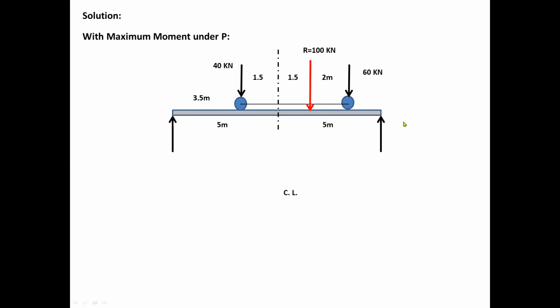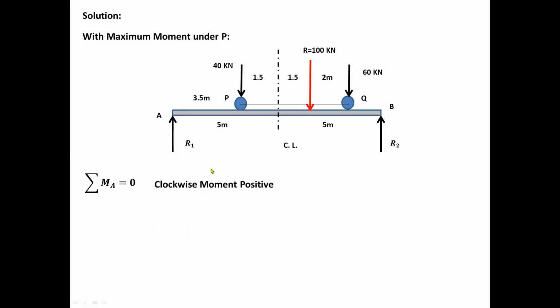Reaction 1 and reaction 2. Ito ang ating center line. So, let us write the points. Point A, point P, point Q, and point B. And then we have the reactions R sub 1 and R sub 2. So with maximum moment under point P, we need to take summation moment at point A is equal to 0. Magmo-moment tayo around point A.